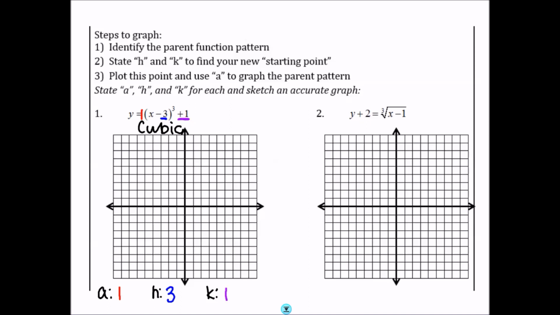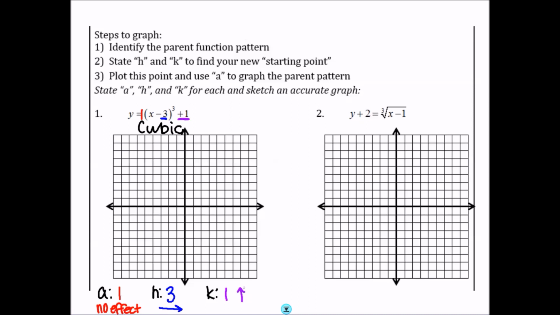So on this graph, since a is 1, it is not going to stretch the graph. It will have no effect. Since h is 3, h moves the graph horizontally. This is going to shift the graph 3 units to the right. If h was negative, it would shift the graph to the left. And since k is positive 1, k shifts the graph vertically. Our graph is going to move 1 unit up.